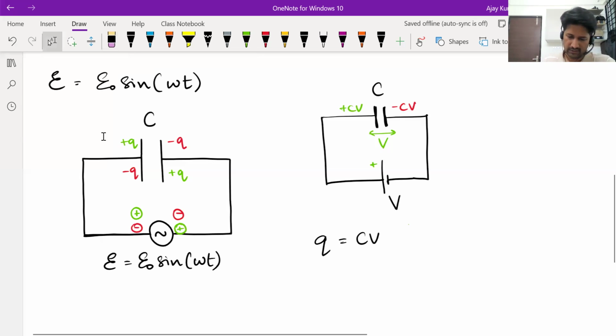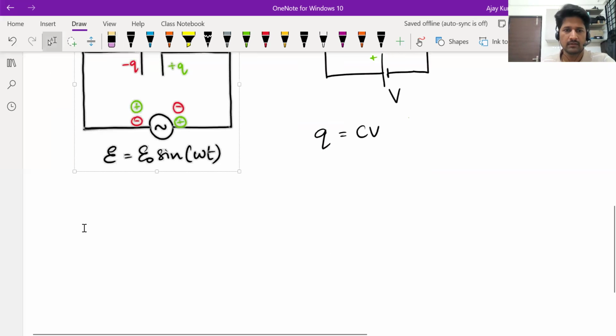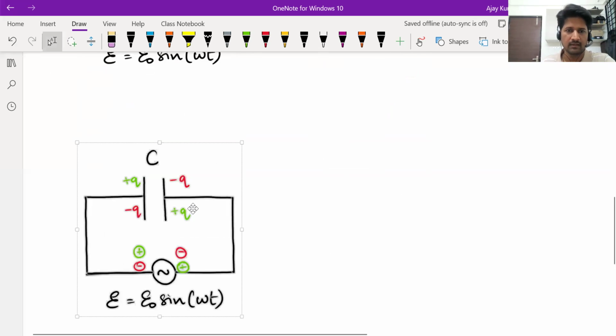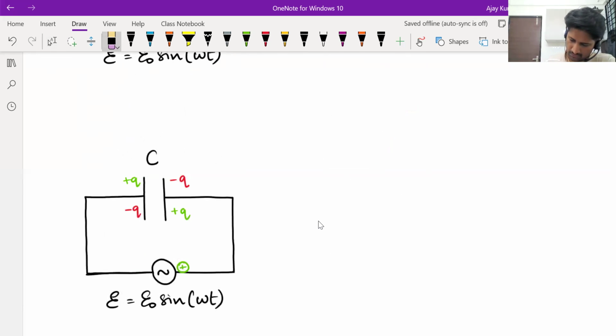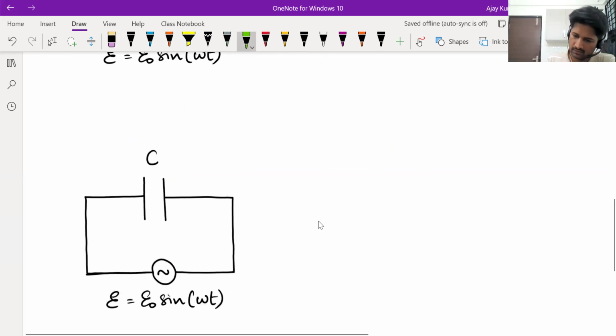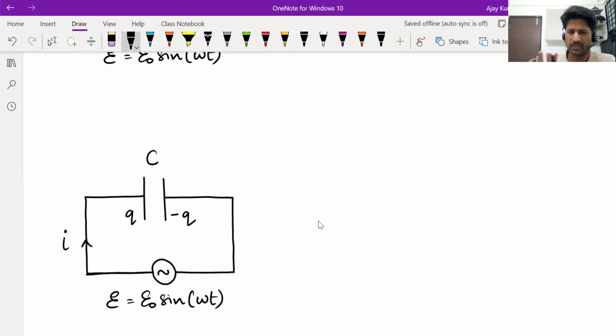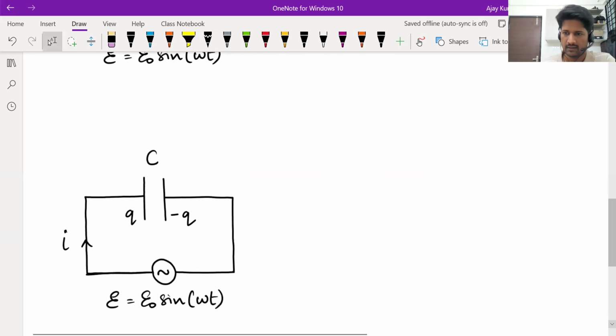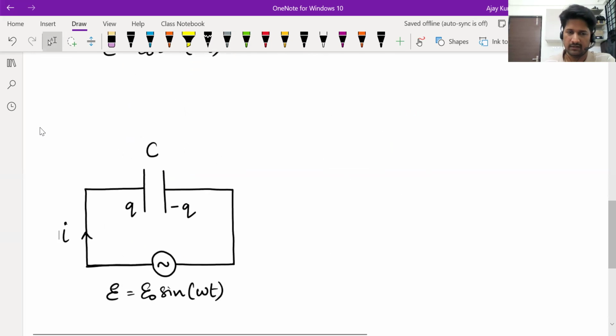So let's see how to find out the current equation. At a random instant, let's assume this is the situation. Let's say the charge on the left plate of the capacitor is Q, the right plate is minus Q, and a current I is flowing like this at some random instant. Our aim is to derive an equation for the current.